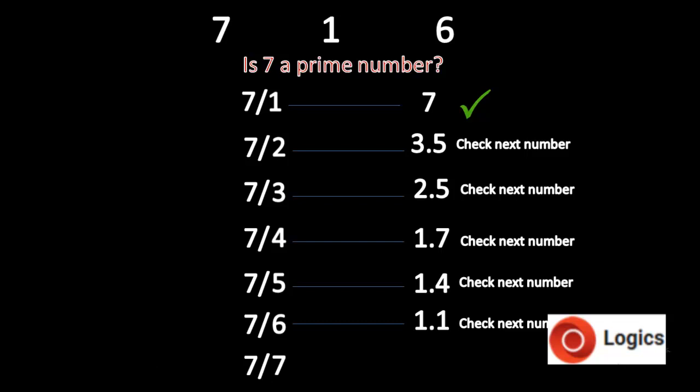Now, let's check for the number 7. The number 7 is divided by the number 7, and the result turns out to be 1. The number 7 has 1 and itself as factors, so the number 7 is a prime number.